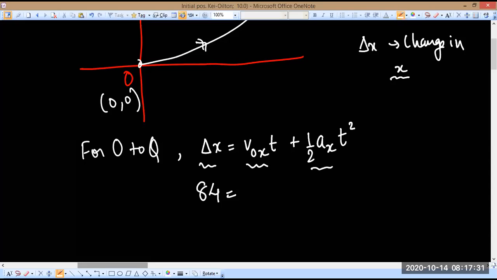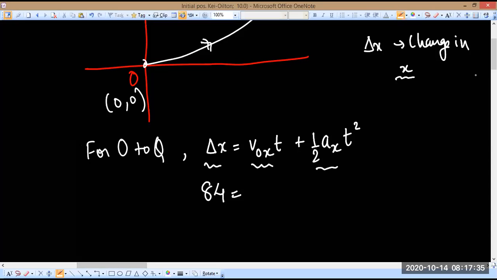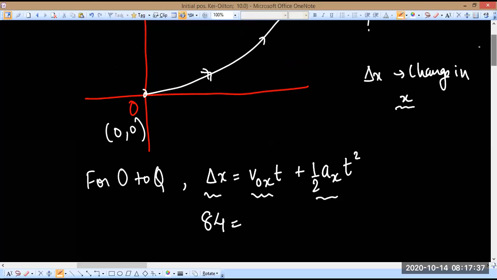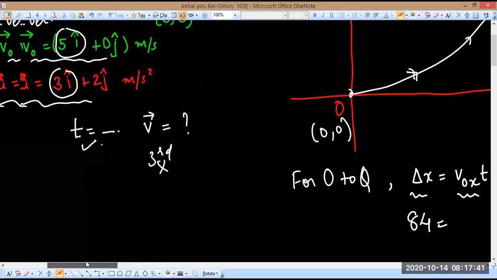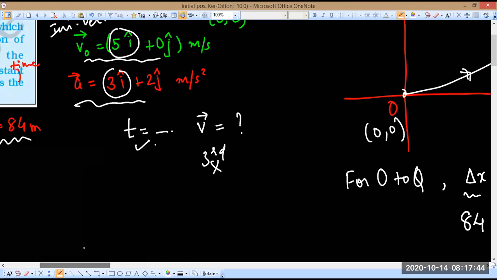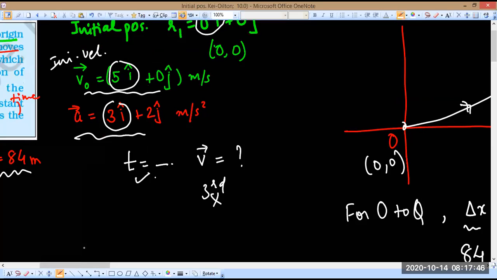Now let's go back to the question. We want to write v0x. I hope you all are writing something in your notebooks, right? What is v0x? What is v0x?